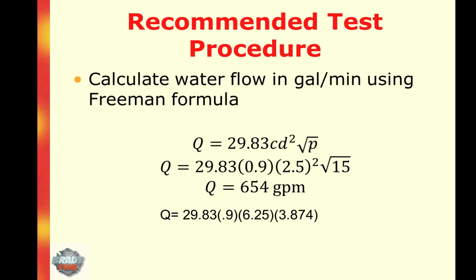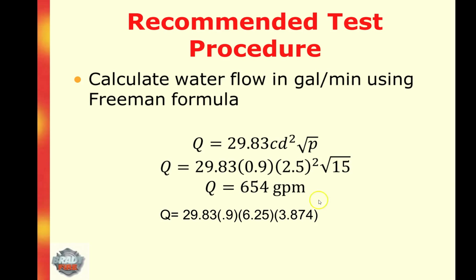Freeman's formula is used to calculate the flow based on the data you recorded in the flow test. 29.83 is the standard factor, C is the coefficient of the outlet that you measured with your finger, D is the diameter of the outlet, which you're going to square, and P is the pressure, of which you're going to find the square root. In this example, the measurement of your pitot gauge was 15 psi, and that goes here, that's your pressure. The outlet had a 0.9 coefficient, which was a smooth inner edge, and the diameter was 2.5 inches. 2.5 inches squared is 6.25.